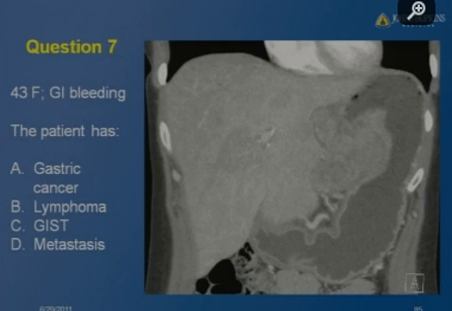What about this patient? A 43-year-old female patient comes with GI bleeding. The patient has A, gastric cancer, B, lymphoma, C, GIST, D, metastases. Let's see.